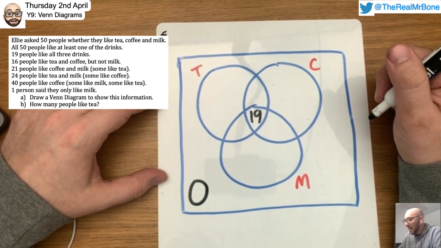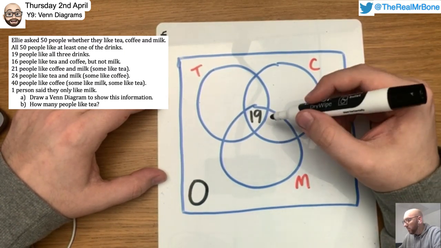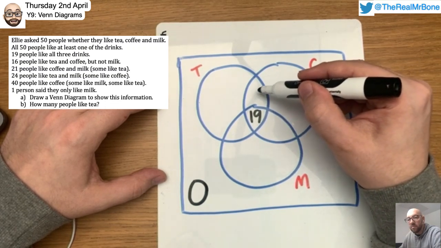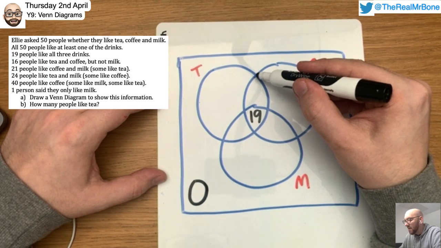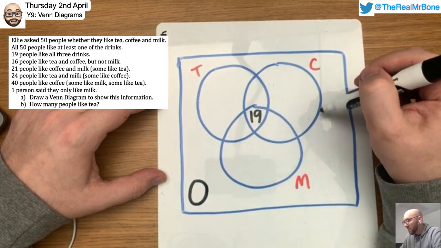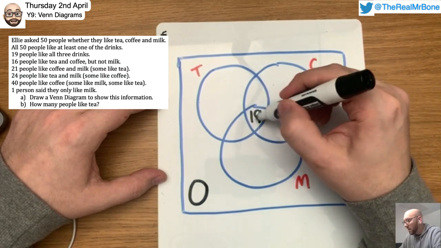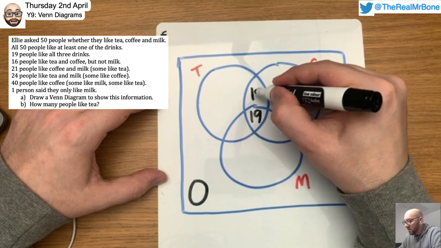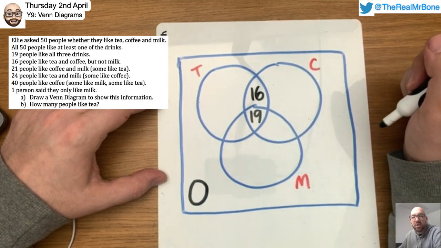16 people like tea and coffee, but not milk. So this time it is actually telling us what this number is. Okay, it says they like tea, so they need to be inside the tea circle. They like coffee, they need to be inside the coffee circle, but they don't like milk, so they're not part of that 19 at all. So we've got 16 people in that section.